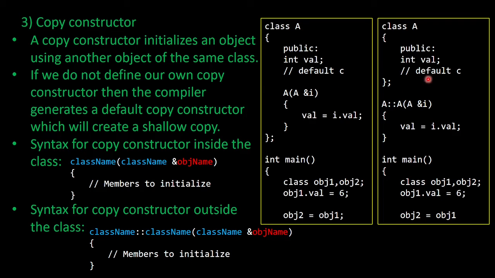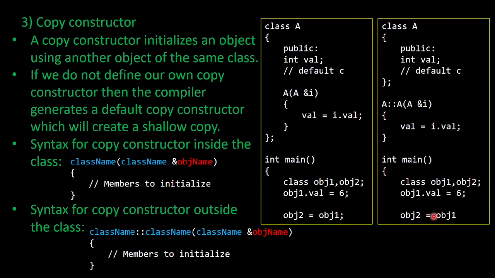Now outside the class, there's just one difference, that we have to add the name of the class again, followed by 2 colons. Rest is the same. So here what we are doing is that we have added the name of the class again with an object having different name. So we are initializing the value of that object to the value of our current object.